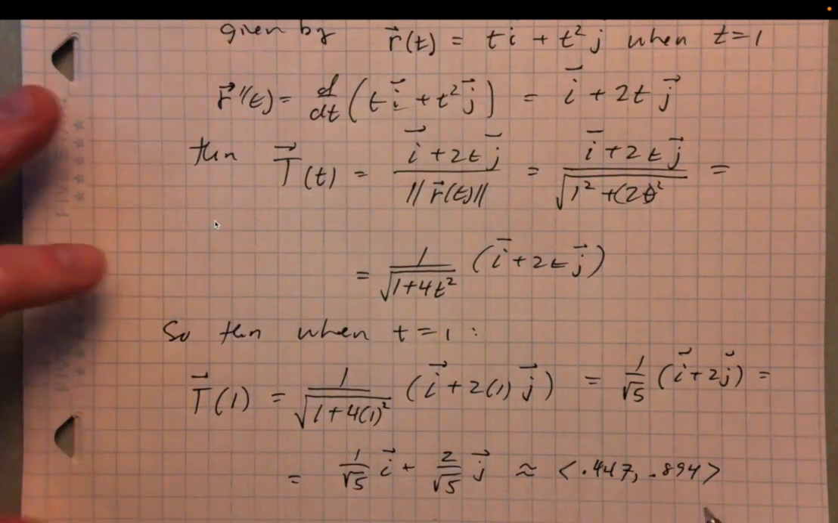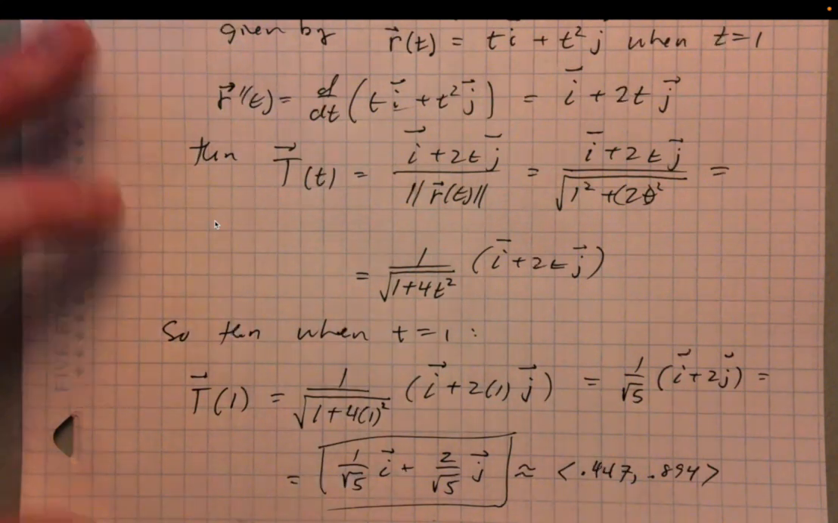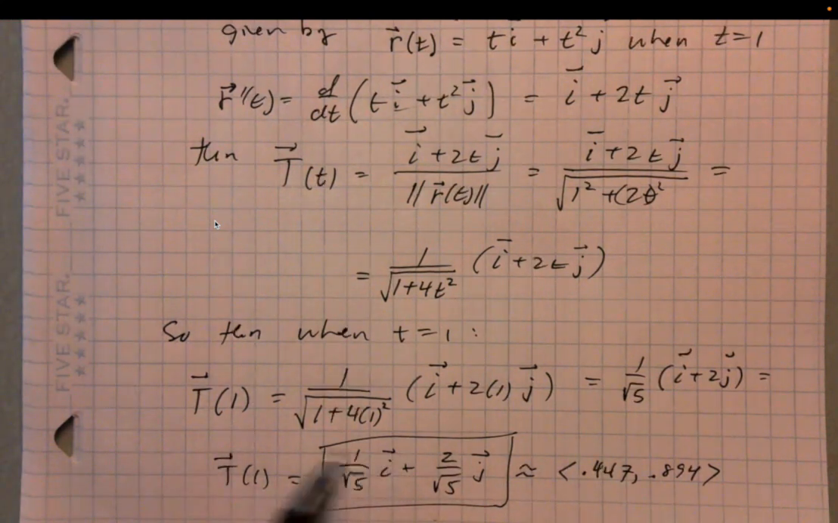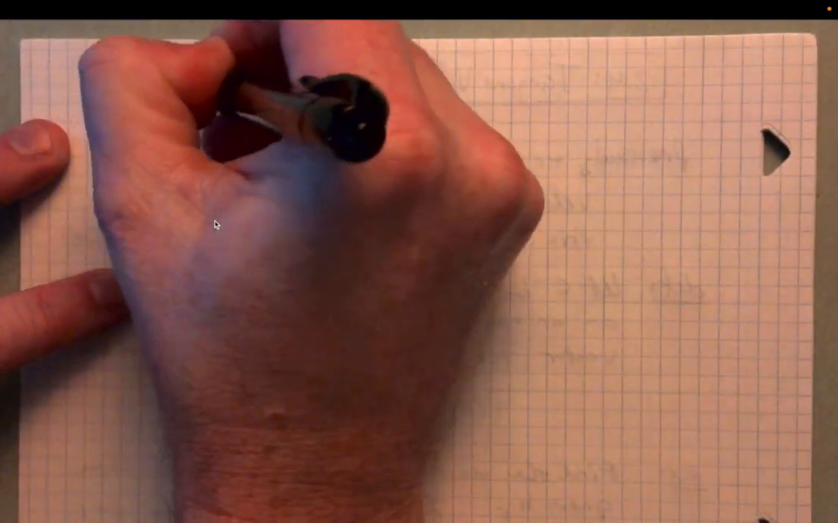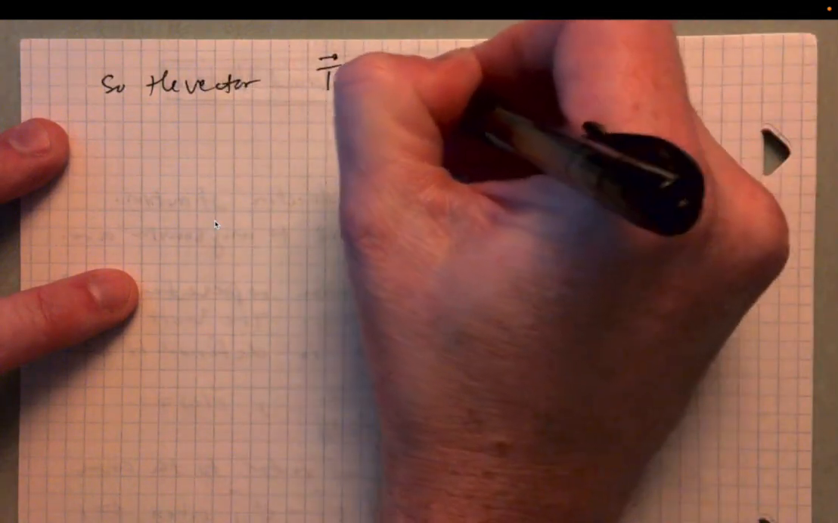So this is the unit tangent vector when t is equal to 1. This is T of 1. So what is this vector, specifically? This is a unit vector that points in the direction of the curve that was given at t equals 1. Let's write that down, because how we interpret these things is kind of like everything here. So the vector, all right, let's rewrite this here.